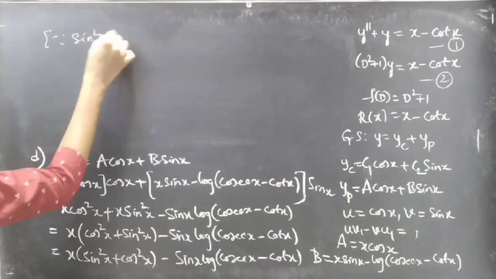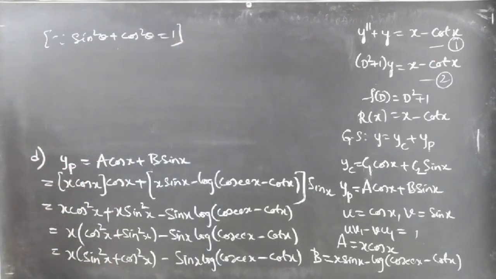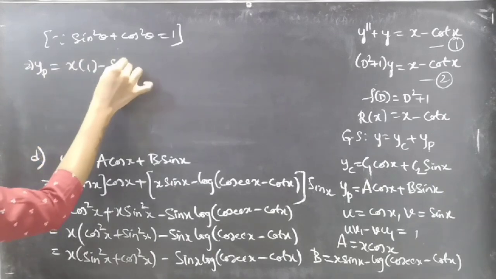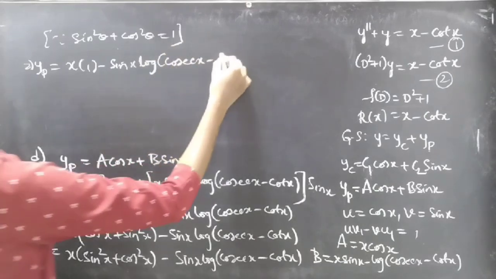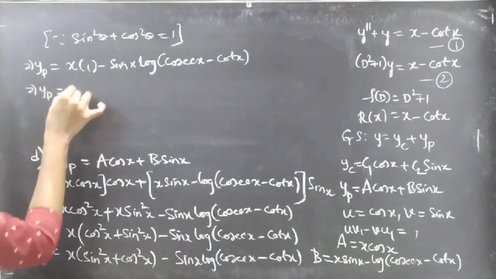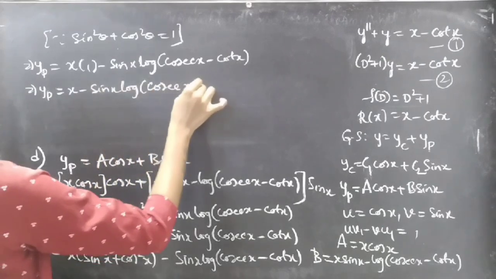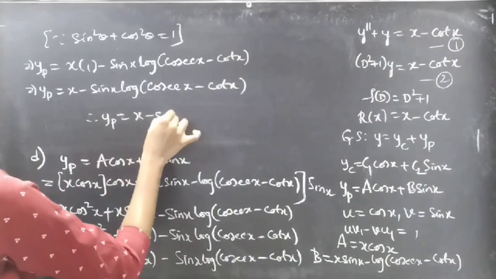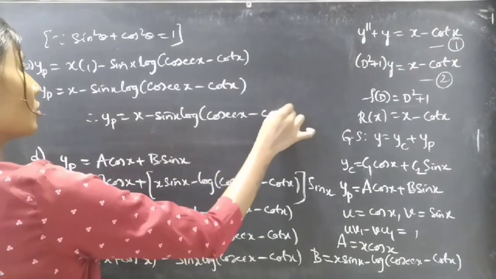Since sin square theta plus cos square theta equal to 1, we can replace sin square x plus cos square x with 1. You'll get yp equal to x into 1 minus sin x log of cosecant x minus cot x, which gives us yp equal to x minus sin x log of cosecant x minus cot x. Therefore yp equal to x minus sin x into log of cosecant x minus cot x.